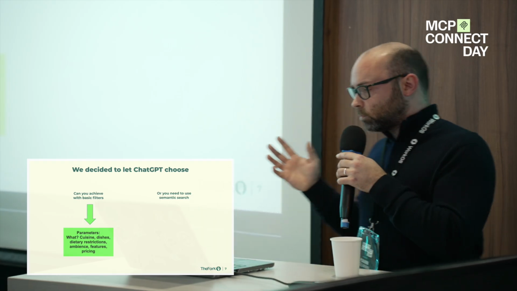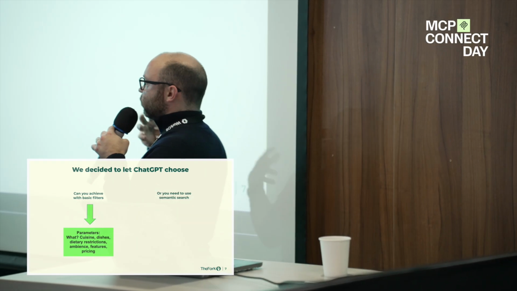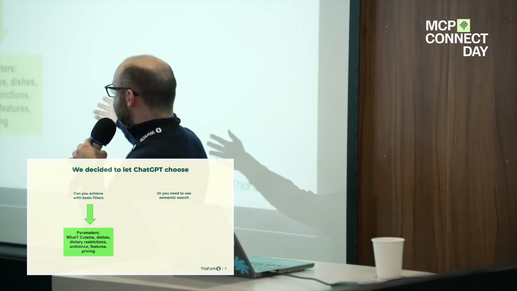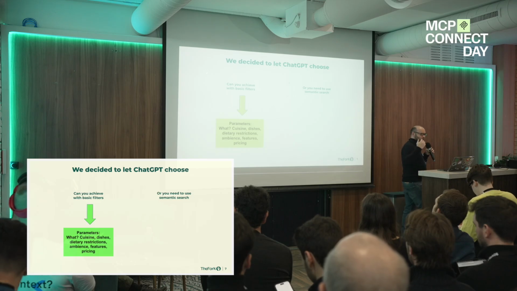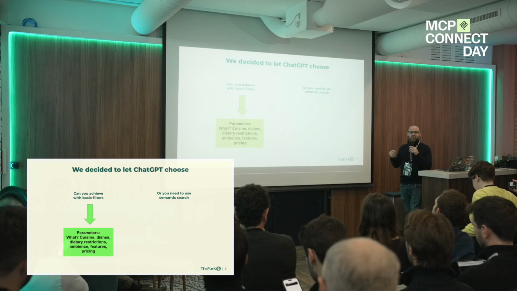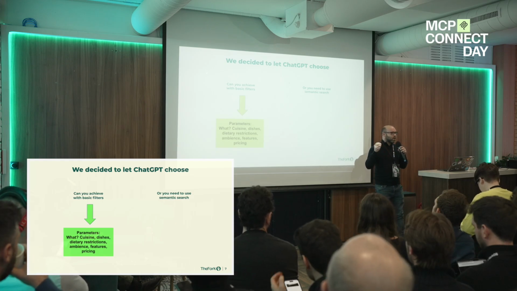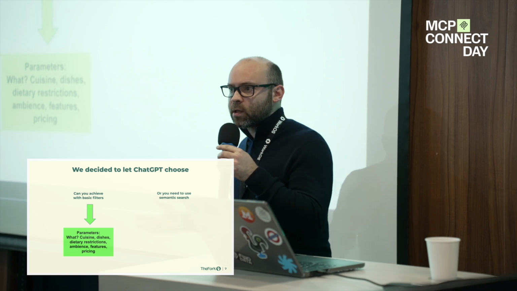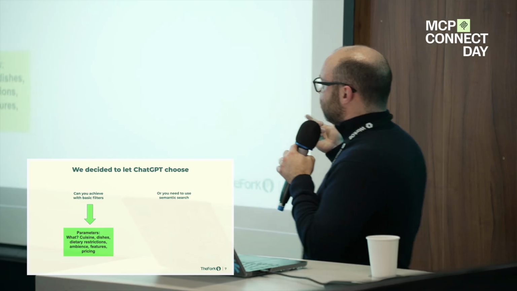Basically, we have two different kinds of parameters. If the search can be identified through a few parameters, such as cuisine, dishes, dietary restrictions, or features, for example, I want a restaurant that is dog-friendly, that's the kind of feature we already have in the taxonomy, and this is working very well. If you have this, we can use the basic search.